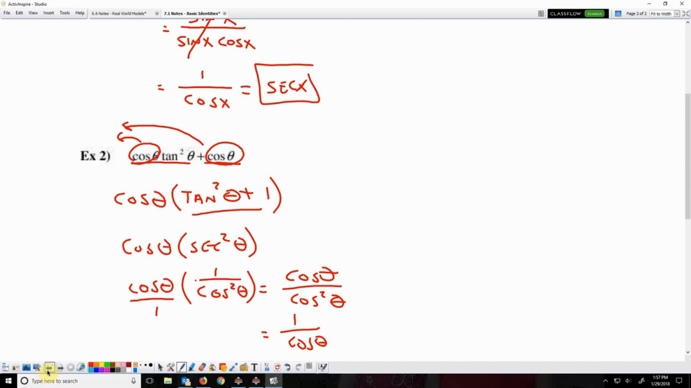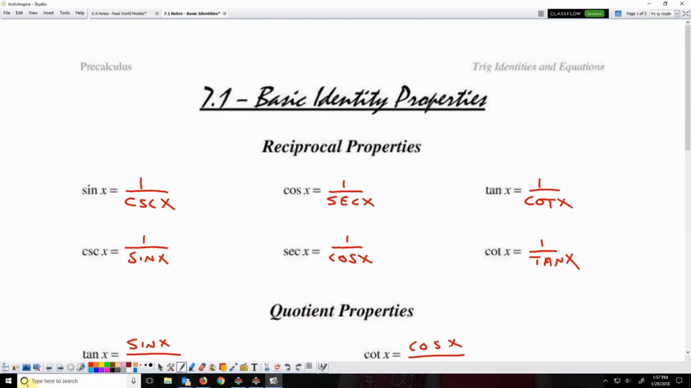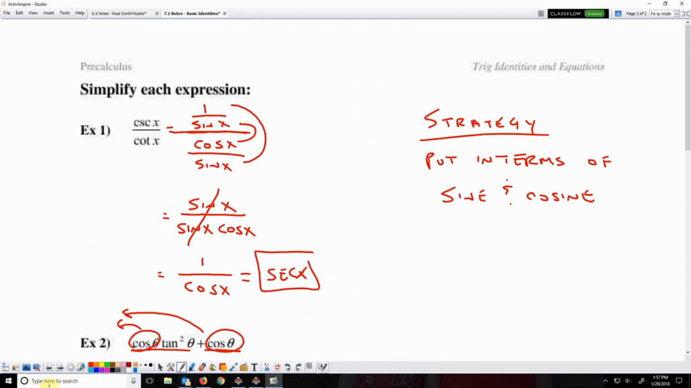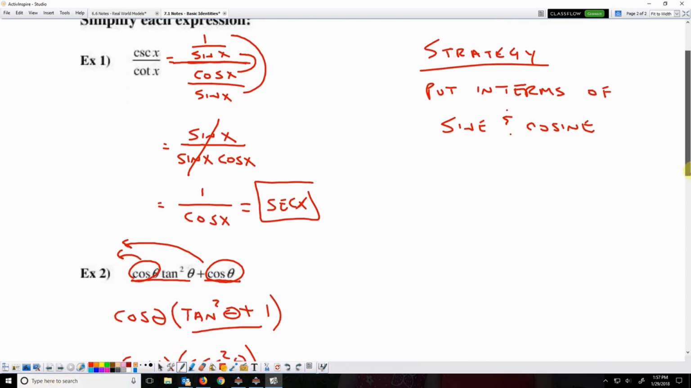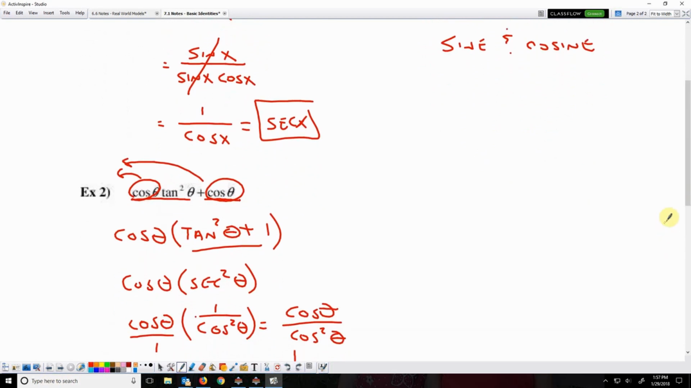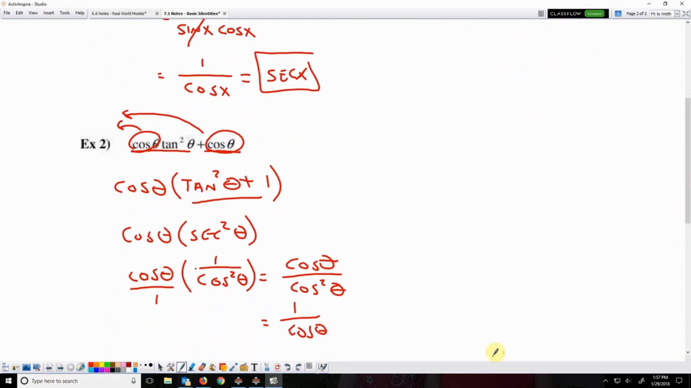And I'm going to go back to the front one more time to see what I can do with that cosine theta. I've got 1 over cosine theta, and that equals secant. So that 1 over cosine theta, I'm going to replace with secant theta. And that is the simplest form I can put that in.